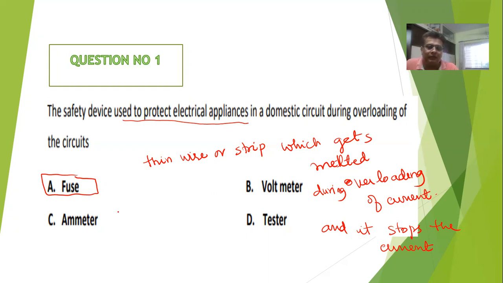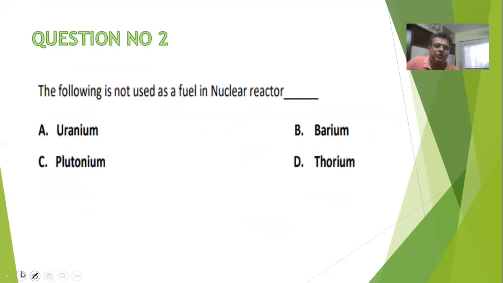Therefore, when I know this information, sometimes they'll ask you which wire gets melted, thereby stopping the current and protecting the appliances. A converse question can be asked, and you know that that device is nothing but the fuse. But still, I would like to tell you what a voltmeter does. Voltmeter measures the voltage or potential difference across the two terminals. Ammeter is a device which measures the current. Tester is the one which tests the presence of the electric current. I hope you are clear with this particular concept, my dear students.